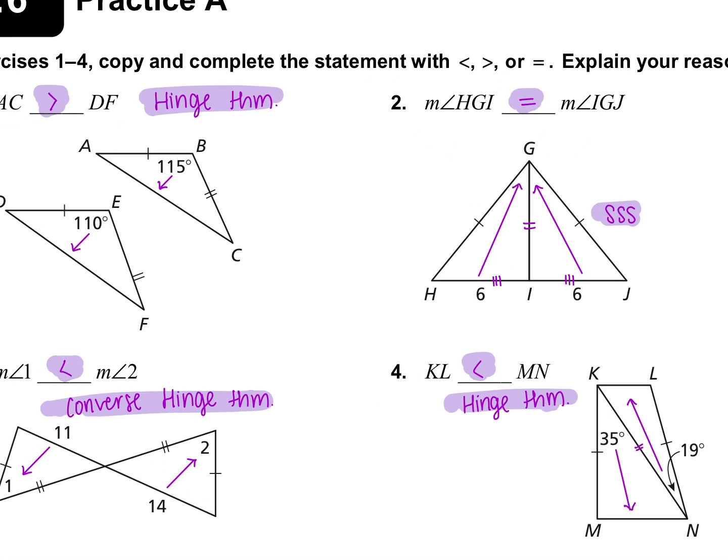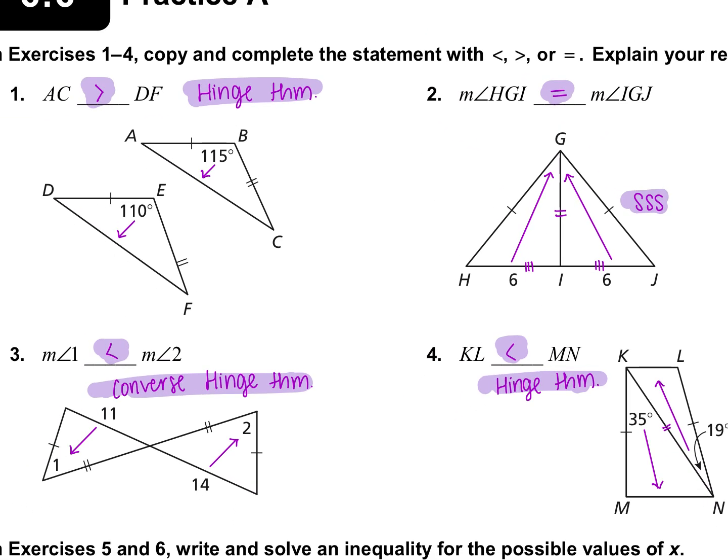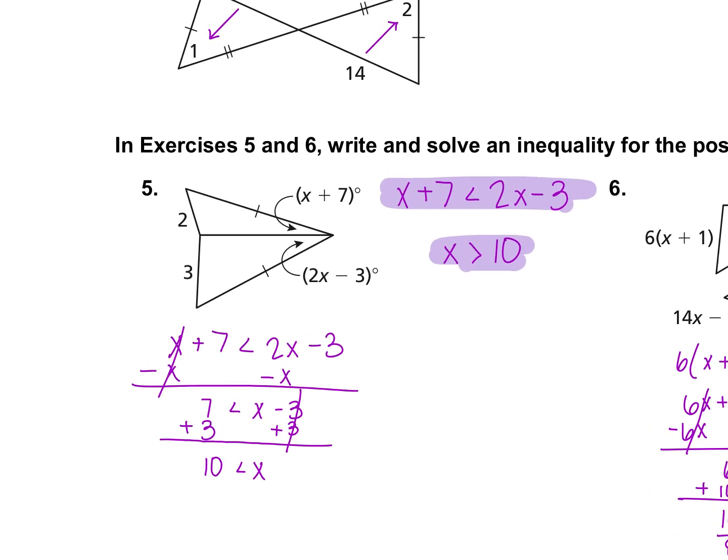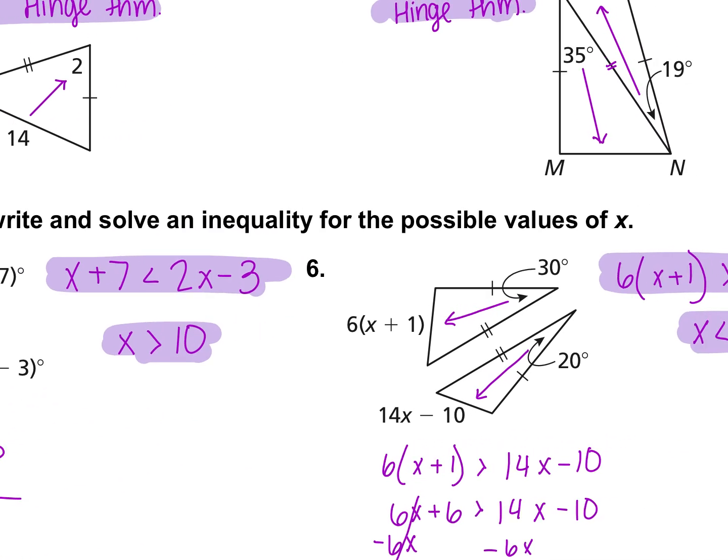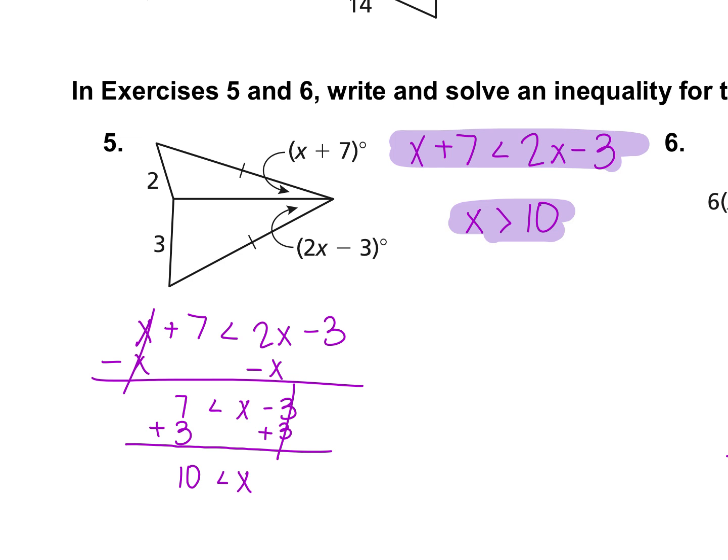Any questions on these 4? They're pretty easy. All right, looking at the last 2, 5 and 6. Write and solve an inequality for the possible values of x. Looking at 5, if you set the equation up correctly, that was part of your answer. Why? Because if I put x as 0, it's not going to give me the value. So if you set it up correctly and solved, your answer should have been x is greater than 10. And x plus 7 is less than 2x minus 3.